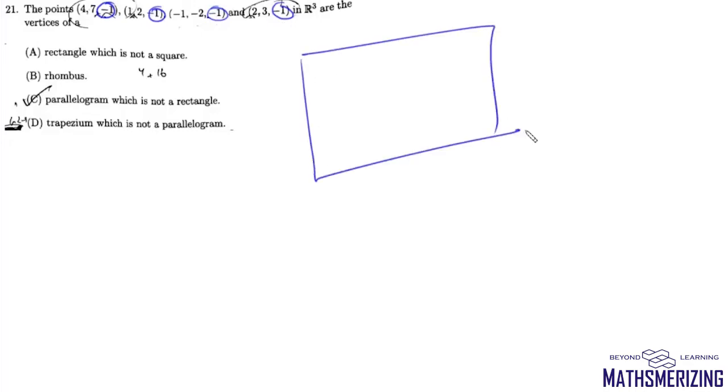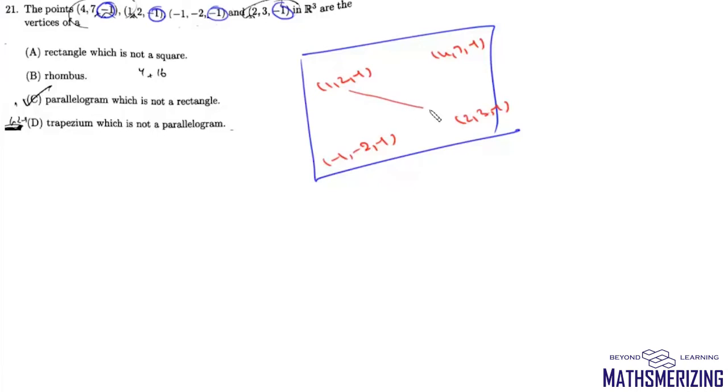Now question number 21 is, the points (4, 7, minus 1), (1, 2, minus 1), (minus 1, minus 2, minus 1), and (2, 3, minus 1) in R3 are vertices of what? Now the best thing in this question is all these Z coordinates are minus 1. So all of them lie on this plane Z equals minus 1. So we'll draw this plane and then we'll write these points: 1, 2, minus 1, and then 4, 7, minus 1, minus 1, minus 2, minus 1, and then 2, 3, and minus 1.